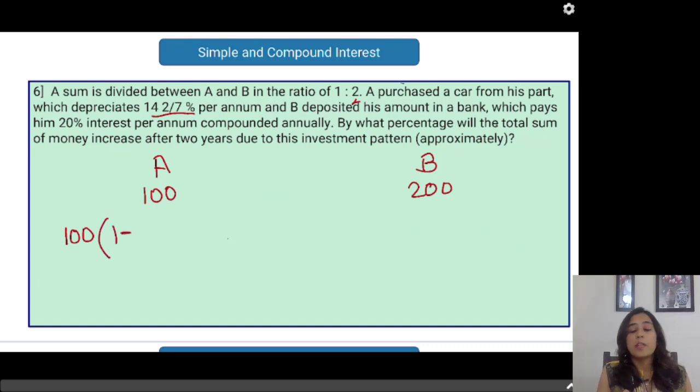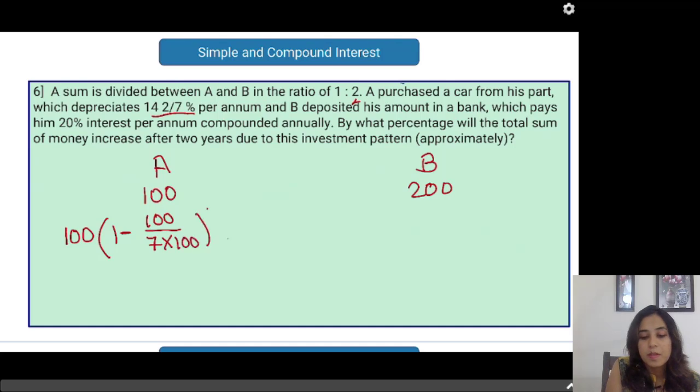1 minus 1/7, by the way guys, is 100 upon 7%. So we have 100 upon 7% here, the whole square. Here I am taking a negative sign because it is not appreciation. Here it is depreciation. So we are not investing that amount in an asset per se. Here we are investing it in a depreciating asset which is losing its value. Depreciation means that the asset is losing its value. So we have taken a negative sign instead of a positive sign here. Guys, remember this. This is a catch in this particular problem.